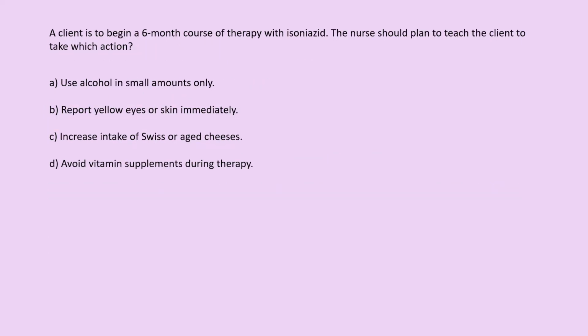A client is to begin a 6-month course of therapy with Isoniazid. The nurse should plan to teach the client to take which action? A. Use alcohol in small amounts only. B. Report yellow eyes or skin immediately. C. Increase intake of Swiss or aged cheeses. D. Avoid vitamin supplements during therapy.